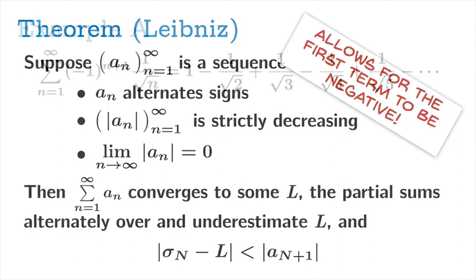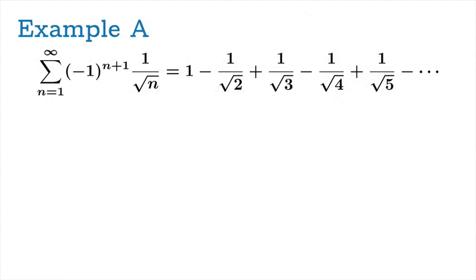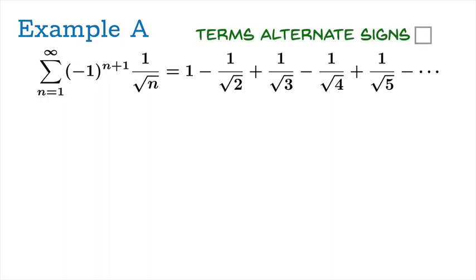Let's look at some examples. So here was the first example we promised earlier. This is the alternating sum of the reciprocals of the square roots. So let's try to apply the criteria we just saw in the statement of the alternating series test. Do the terms alternate in signs? Well, that's certainly the case. Now let's switch over to the absolute value of the terms. So this is nice. We get to strip away the minus signs and just look at this simpler sequence.